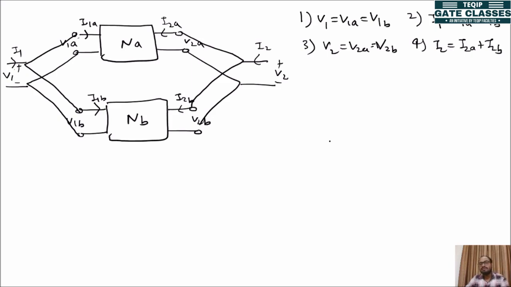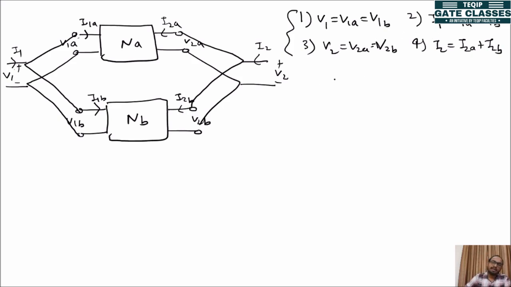As we have discussed already for series networks, we were getting these kinds of conditions there also, but the difference is that there the current was the same and voltages were adding up. Here it is just the opposite: voltages are the same and current is adding up.